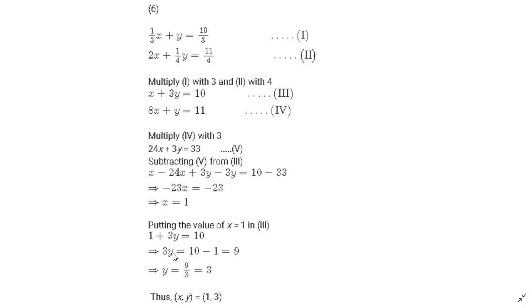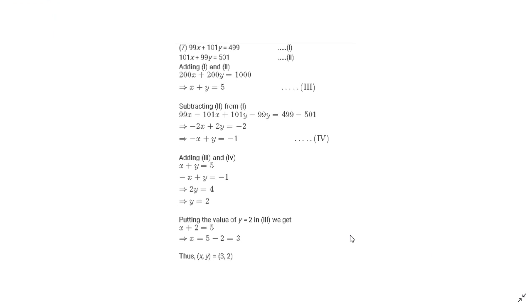y is equal to 9 by 3. 3y will be divided by 3, and 9 will be divided by 3 on the other side, and we will get the answer y is equal to 3. So this is example number 6. Now we will get example number 7.